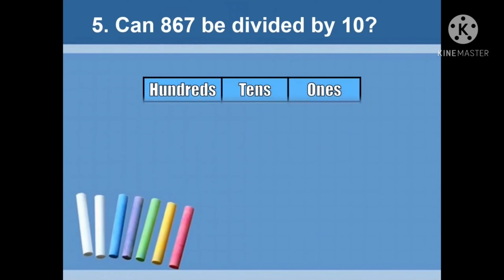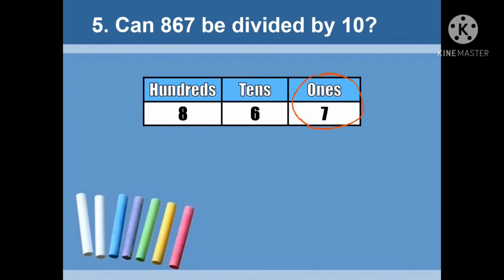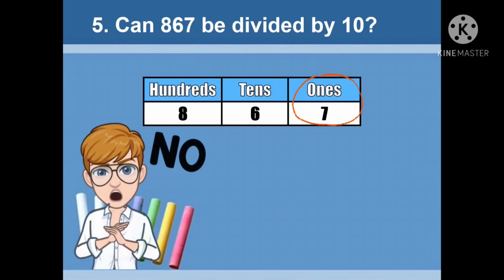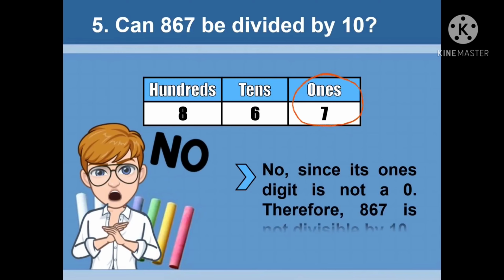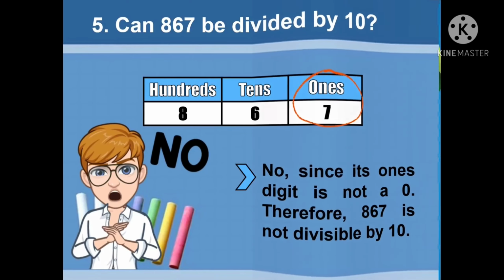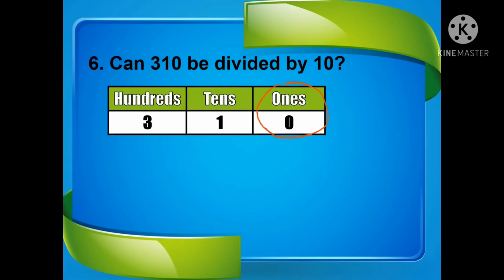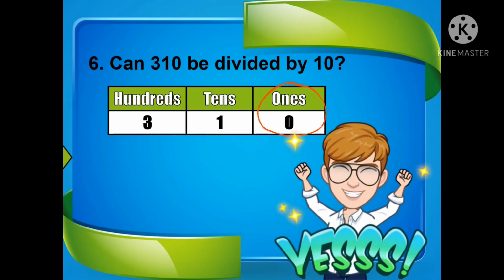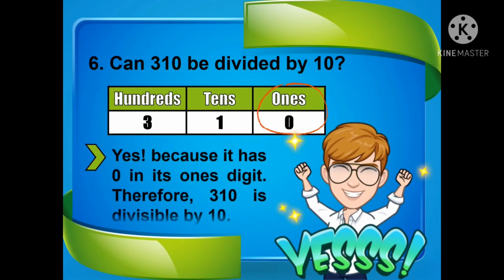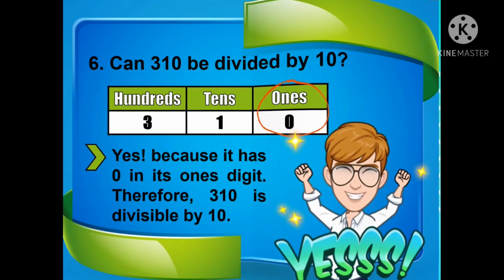Number 5. Can 867 be divided by 10? So the ones digit now is 7. And if you remembered the divisibility rule for 10, the answer is no. Why? Since its ones digit is not 0. Therefore, 867 is not divisible by 10. Number 6. Can 310 be divided by 10? So the ones digit now is 0. That means yes! Because it has 0 in its ones digit. Therefore, 310 is divisible by 10.